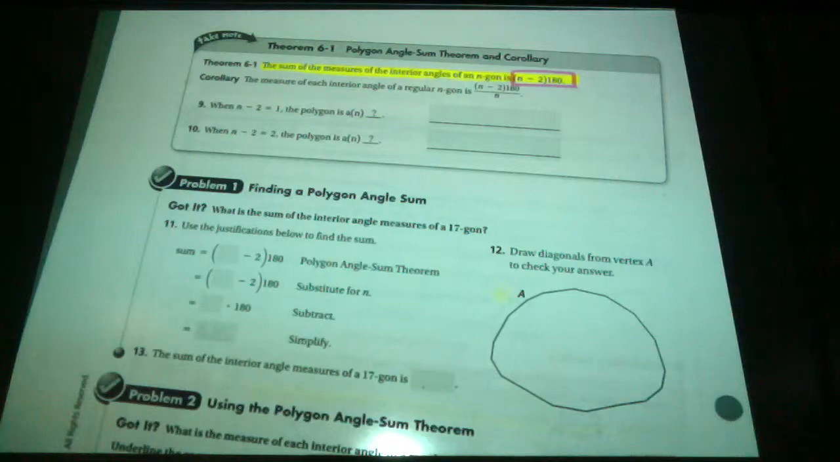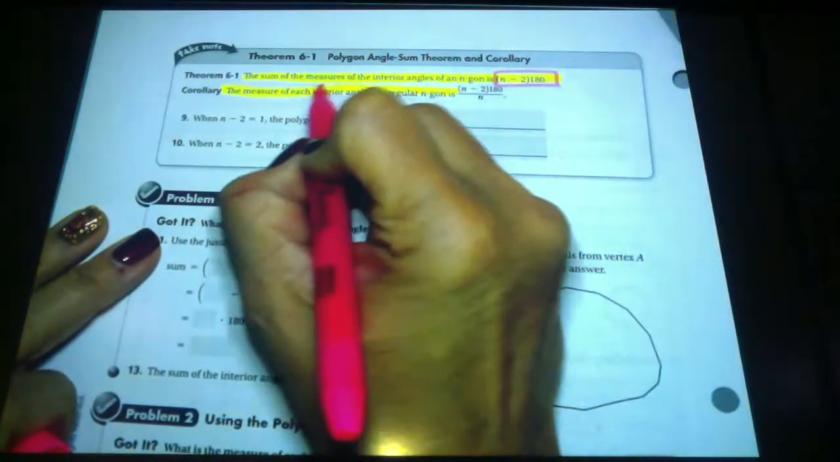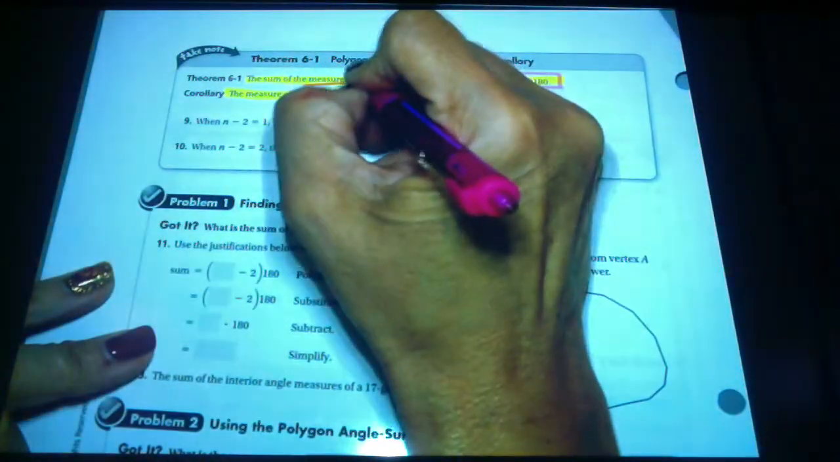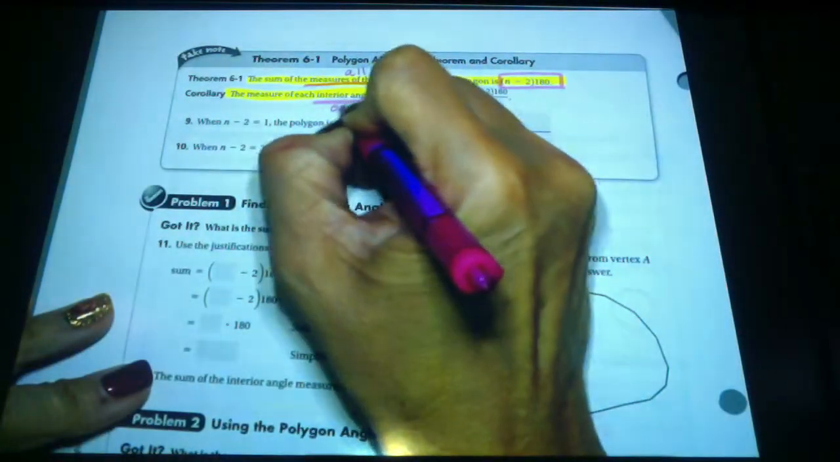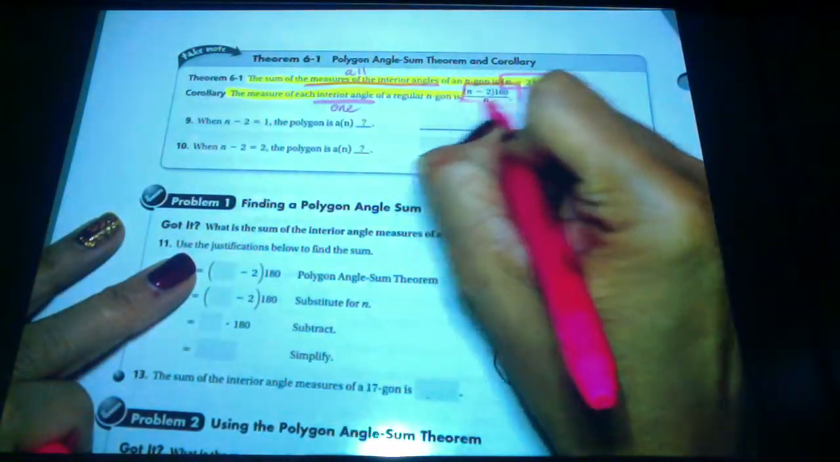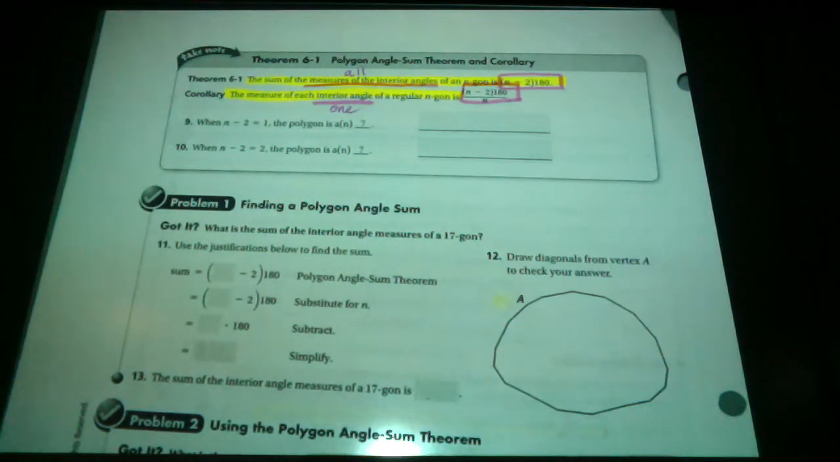Then we have a corollary that says the measure of each interior angle, one interior angle. So the theorem is the measure of all of the interior angles. You might want to put up here "all." Whereas this is the measure of one interior angle. So this is just one. And it looks very similar. The only difference is you take that amount that you got for all the angles and you divide it by n.